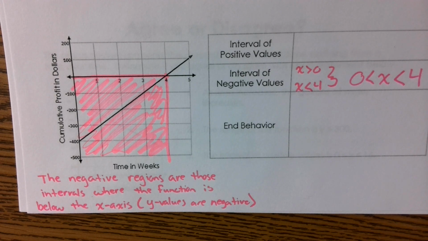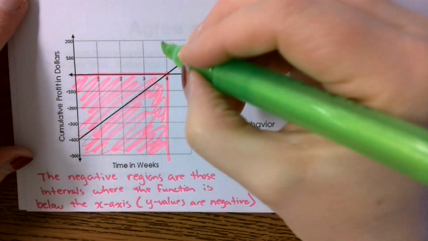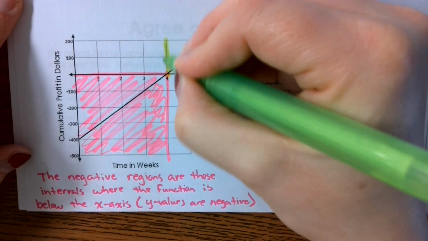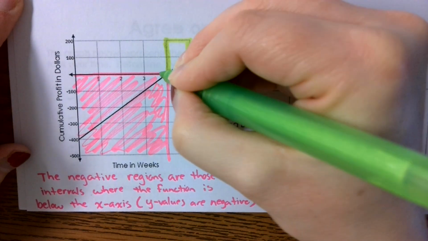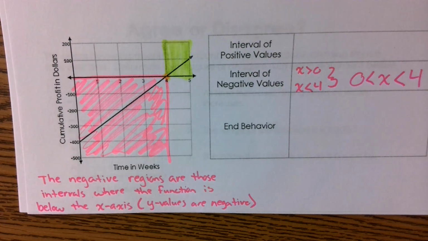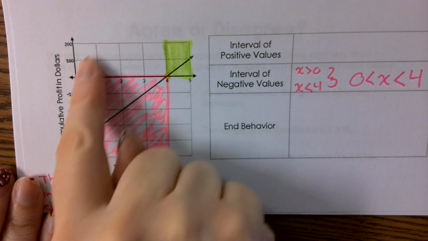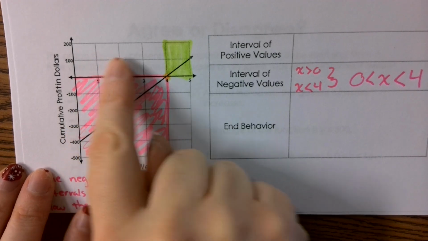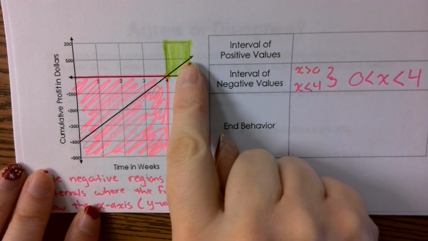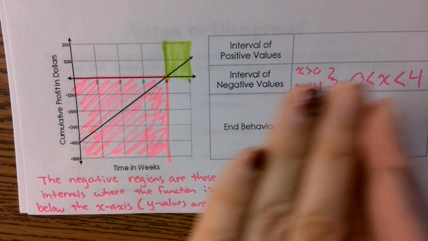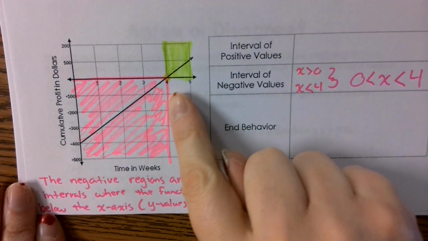All right, then we've got another region. This region right here, and that is going to be considered our positive region. Notice I'm not highlighting any of this area here because that's not where the line is moving from. I'm following the progression of my line, the progression of this graph.